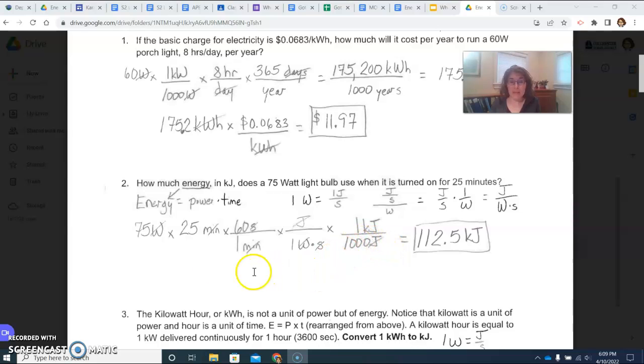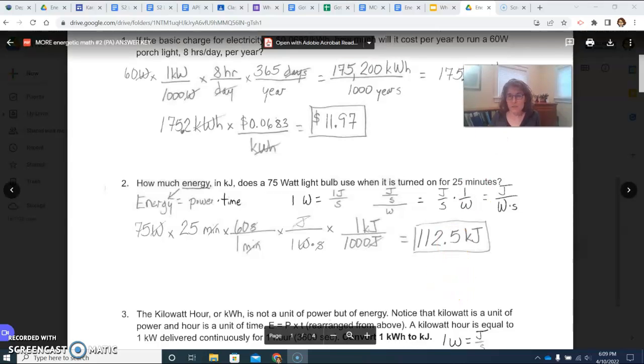Now I'm going to go back and just simplify. I'm going to multiply across the top. 75 times 25 times 60 kilojoules on the top. On the bottom, I have 1 times 1 times 1,000. When I go ahead and finish that mathematical calculation, I end up with 112.5 kilojoules. So hopefully that gives you an idea on how to start these problems.